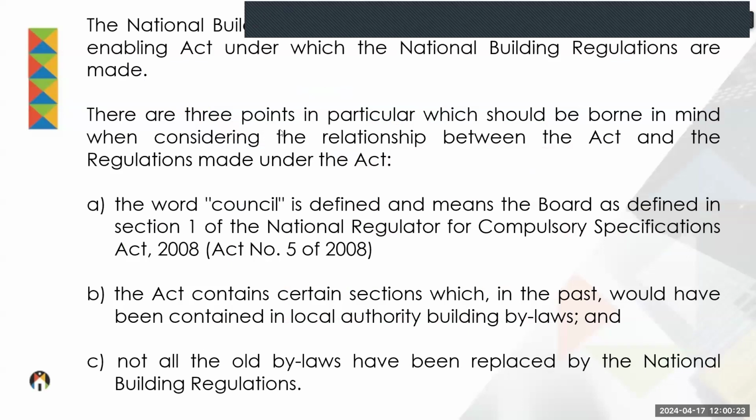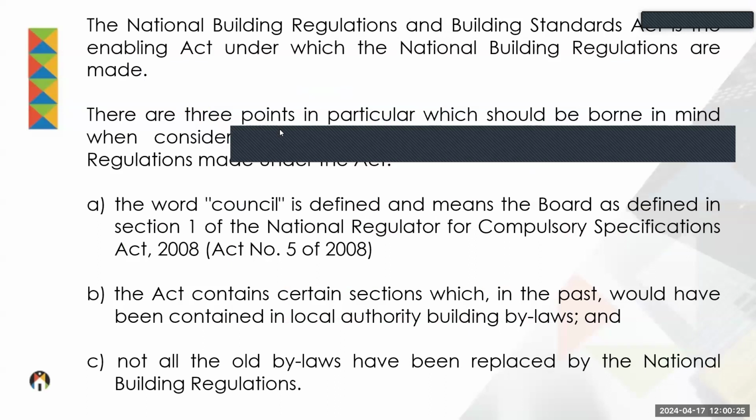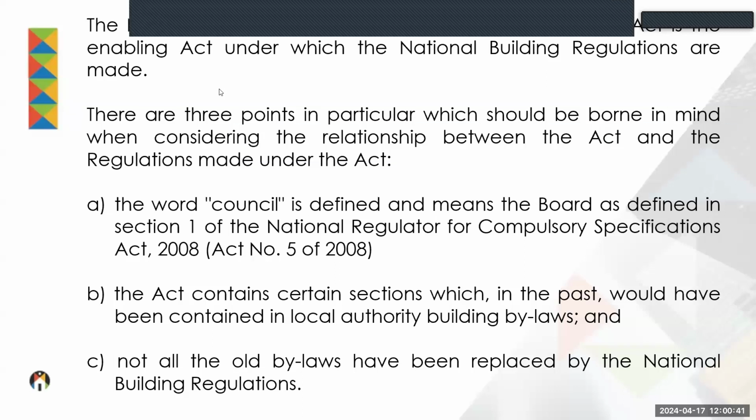So, just a little bit of background history about the National Building Regulations and Building Standards Act. Now, that is the enabling act under which the national building regulations are made. In other words, that is the act that basically says that the minister can make regulations, which we know as the national building regulations. Now, there are 3 points in particular which should be borne in mind when we consider the relationship between the act and the regulations that are made under the act.